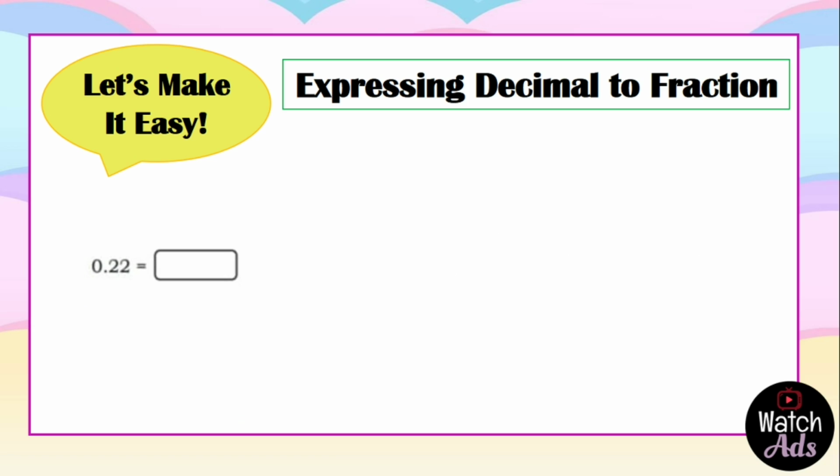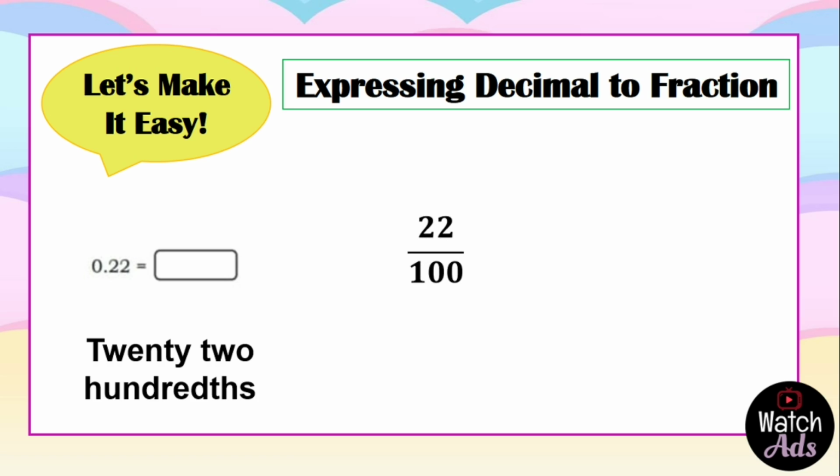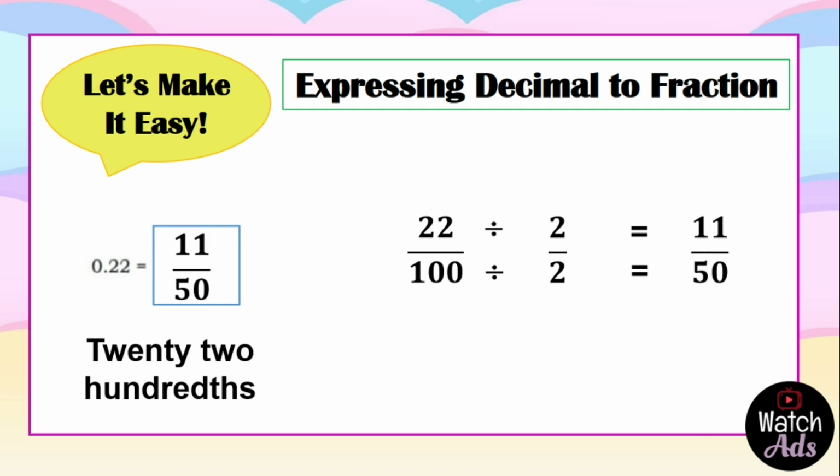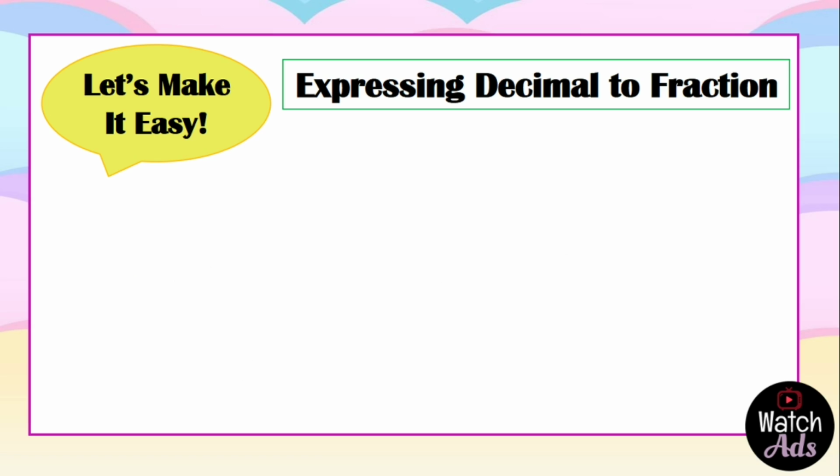Let's have another example. Read it loud. 22 hundredths. Next, we find the GCF of 22 and 100. That is 2/2. 2/2 again is equal to 1. That is still the same thing. Now the final answer, we have 11 over 50. Don't you think this is a simpler version of what we have done earlier?